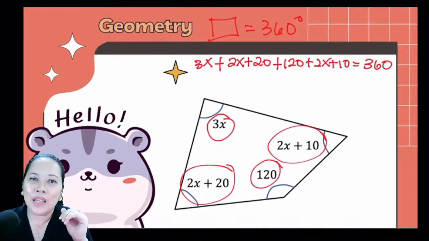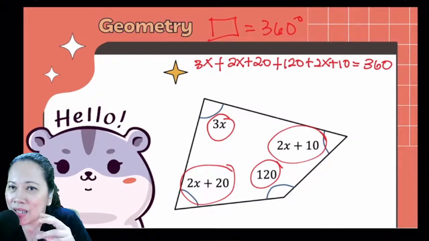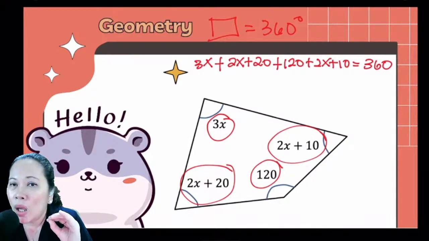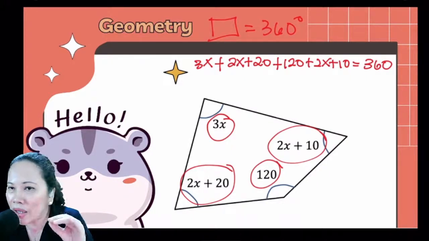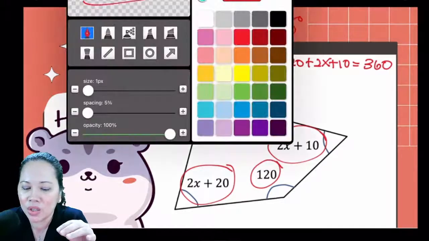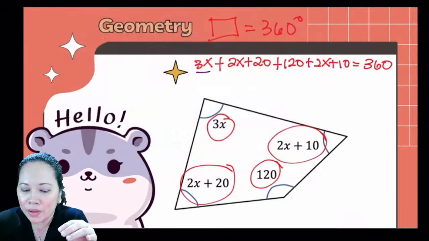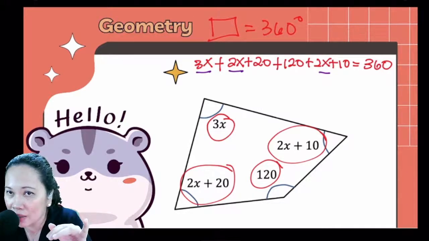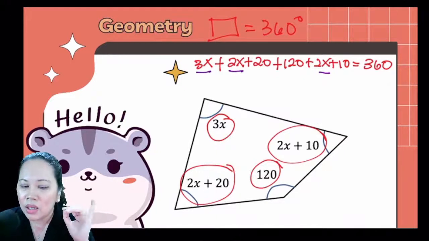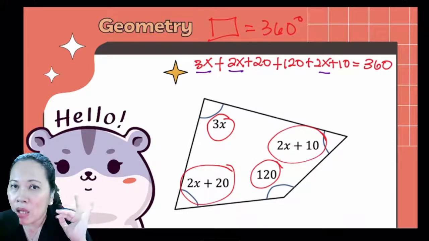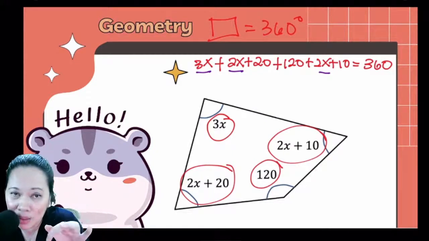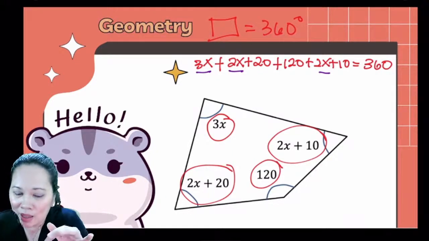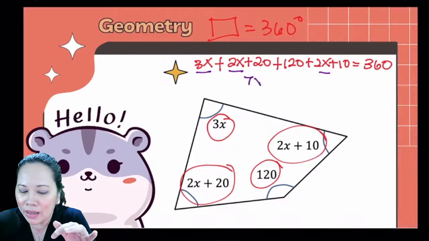The next step is to combine like terms. So what are like terms here? Let me just change the color of my pen. 3x, 2x, 2x. Those are the like terms here. So 3 plus 2 plus 2 will be 7x.